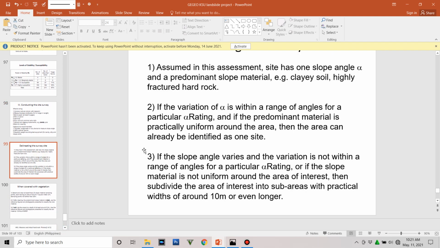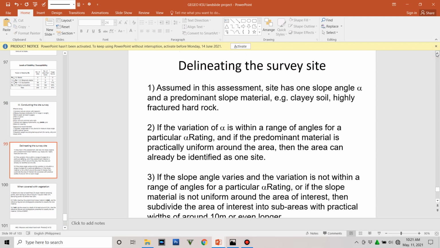So delineation of the survey sites. Assume in this assessment that the site has one slope angle and a predominant slope material. Kung may variation sa slope angle, of course, maaari yung isang slope mo, pwedeng maging tatlo, tatlong assessment: upper, middle, and lower portion. Depende kung hindi uniform yung slope angle as well as the predominant slope material.